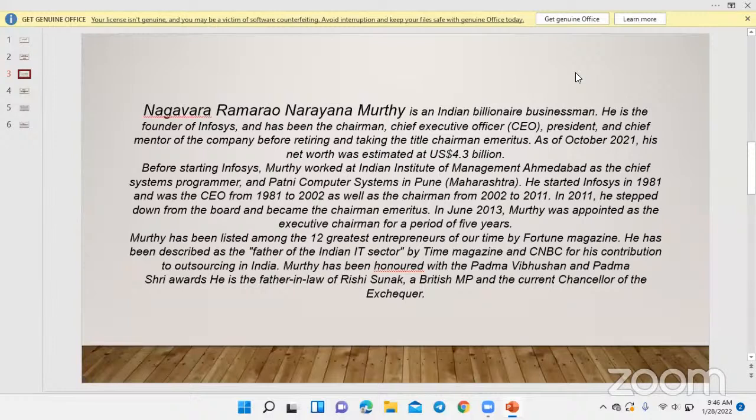Murthy has been listed among the 12 greatest entrepreneurs of the time by Fortune magazine. He has been described as the father of the Indian IT sector by Time magazine and NBC for his contribution to outsourcing in India. Murthy has been honored with the Padma Vibhushan and Padma Shri awards. He is the father-in-law of Rishi Sunak, a British MP and the current Chancellor of the Exchequer.